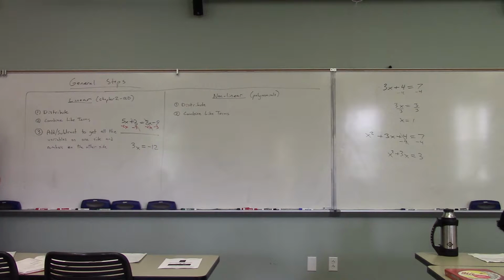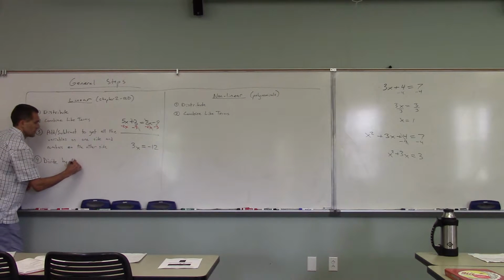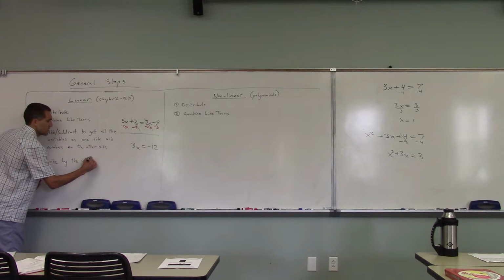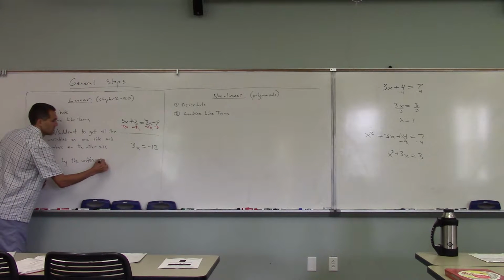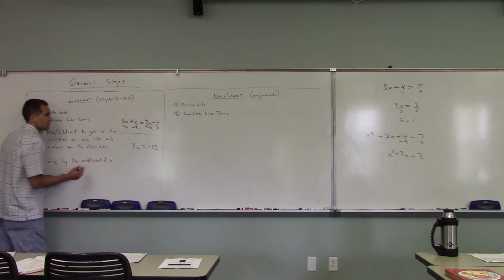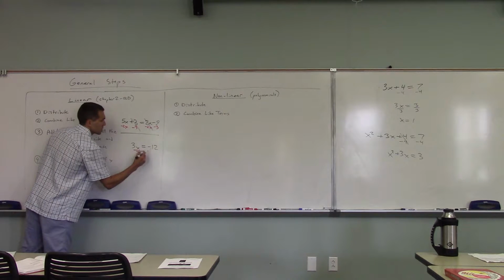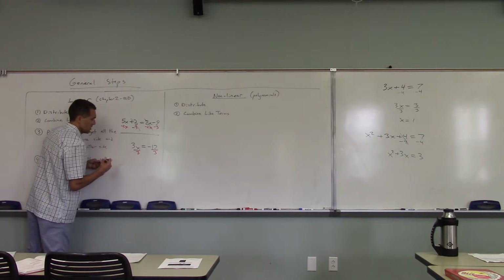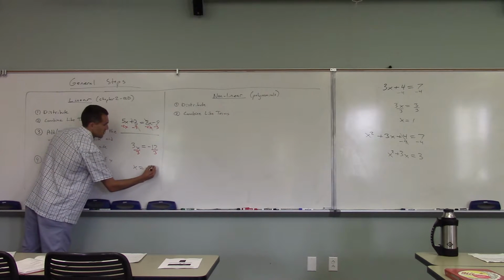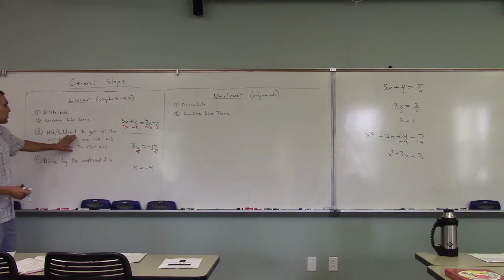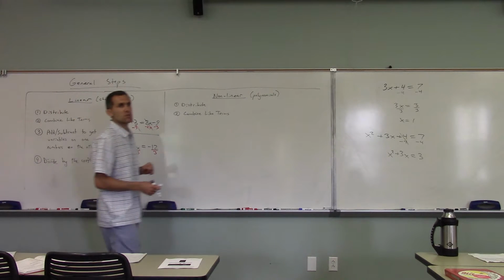Great. Last step is? Divide by 3. Exactly. Divide by the coefficient of x. Okay? So in this case it's 3, divided by 3, divided by 3, we get x equals -4. So those two steps are gonna be the only things that are different.